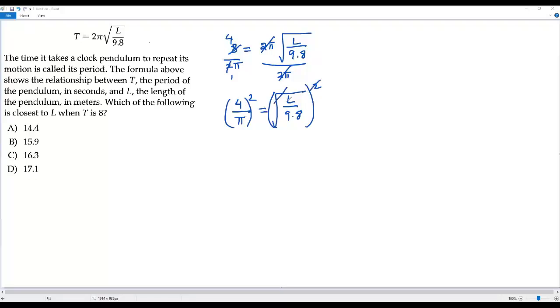The square and square root will cancel out. Since this 2 is a common exponent for the numerator and denominator, the exponent 2 can be distributed to the numerator and denominator. Then I'll be getting 4 squared over π squared equals L over 9.8. Now to get rid of this 9.8, I have to multiply both sides by 9.8. So 9.8 and 9.8 will cancel out.